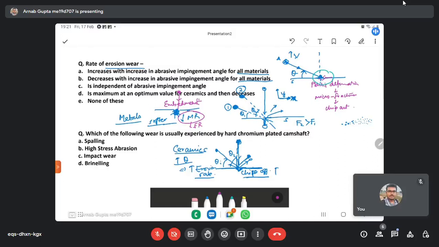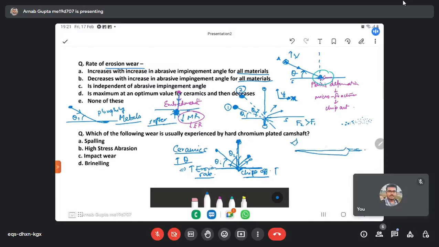So in that, on the contrary, for metals, if you are reducing the angle, suppose you're impinging it at an angle of theta 1, which is less than this angle, say. So what happens here? Plowing action takes place over here. So plowing means this abrasive will make a track on this, just as on the fields the farmers plow.